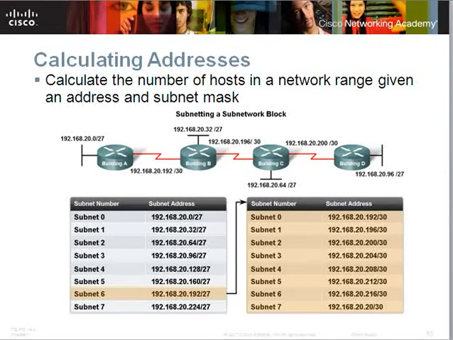Here in this picture you can see the initial requirement: 192.168.20.0 is a bigger network, and I am creating 8 subnetworks. So how am I creating 8 subnetworks? Let's do the calculation. Initially it is given 192.168.20.0. This is a class C network.